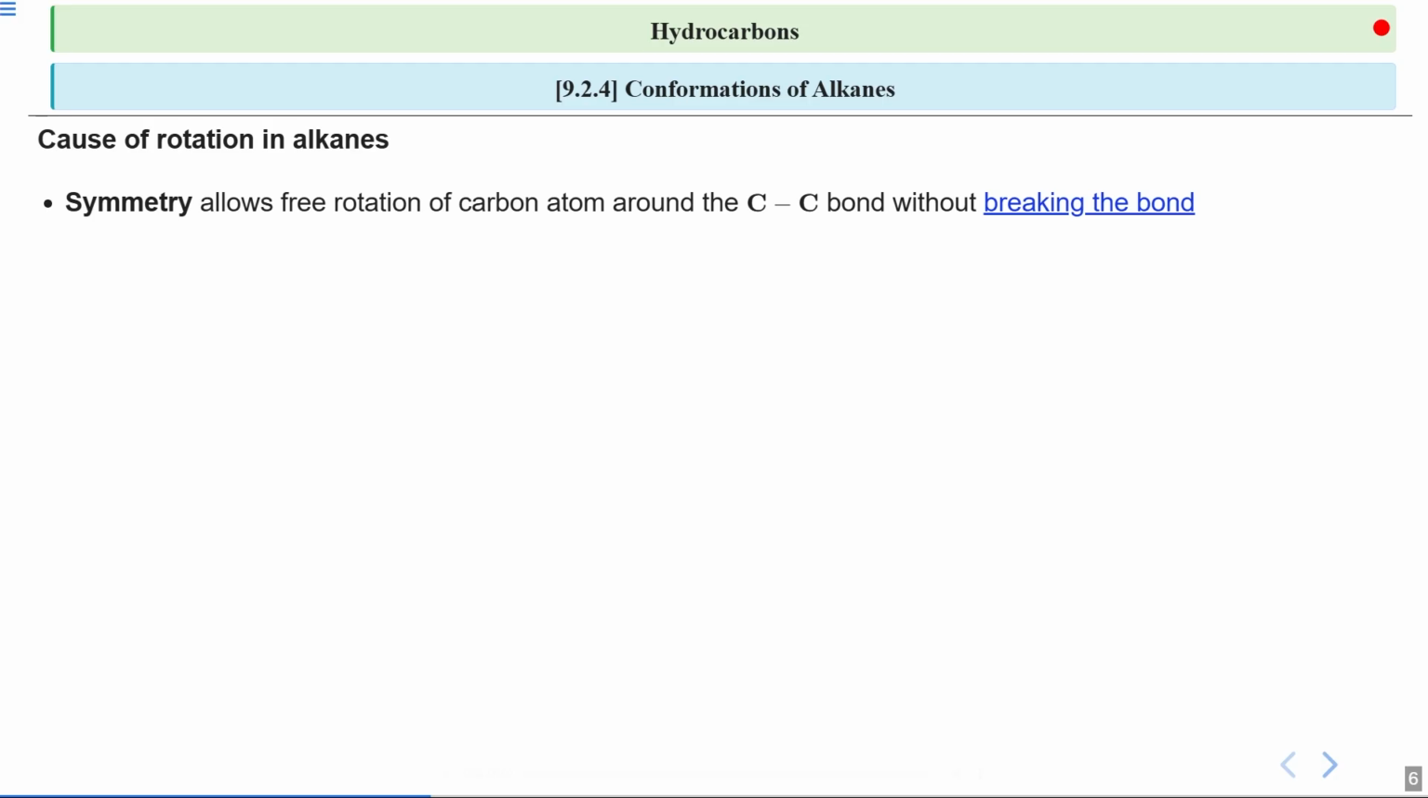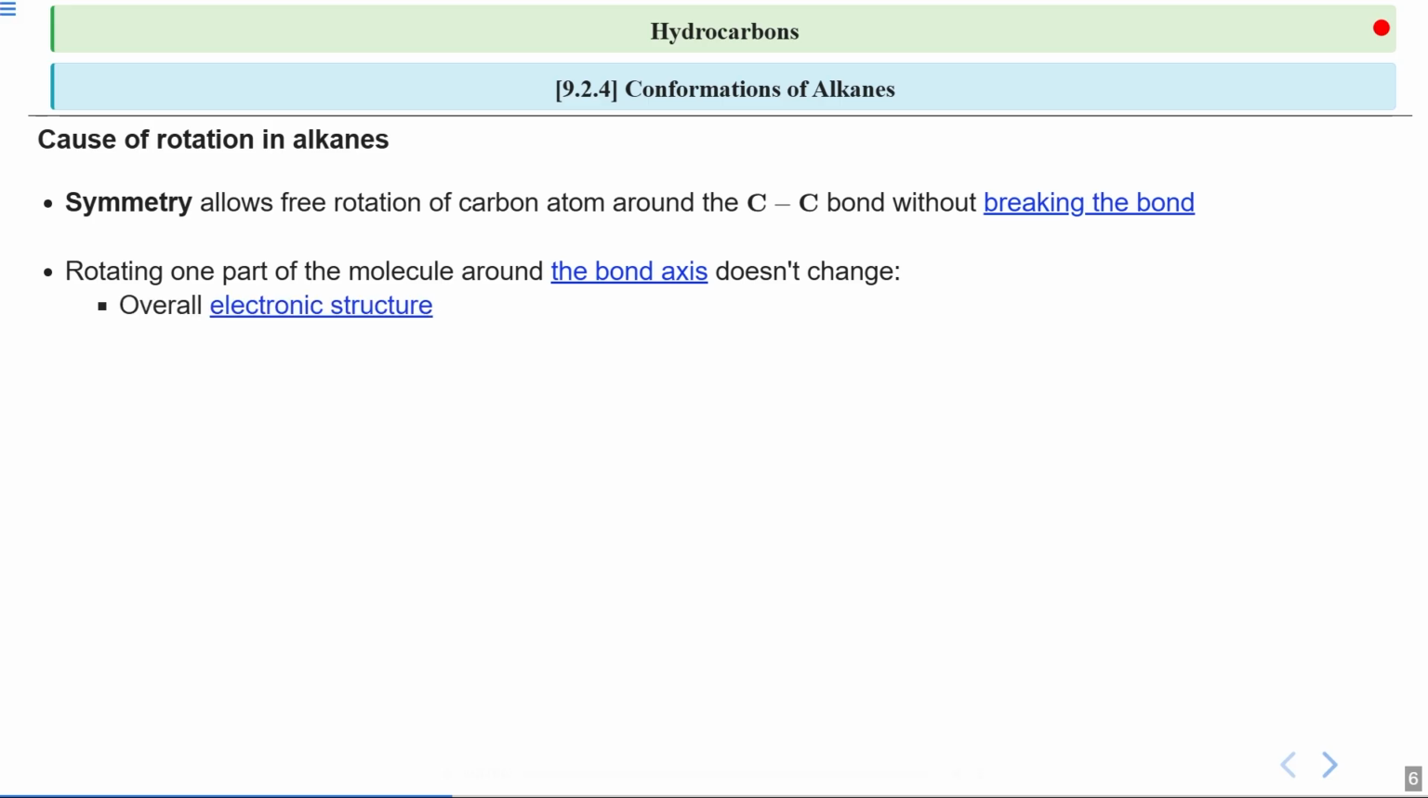So basically, since it is symmetrical, if you rotate the carbon-carbon along the single bond, then due to this symmetry, the energy is not that much varied, and therefore you can observe this rotation at room temperature. Now, we see that rotating one part of the molecule around the bond axis does not change certain aspects of the molecule. So this is an important point to consider when thinking about molecular rotation.